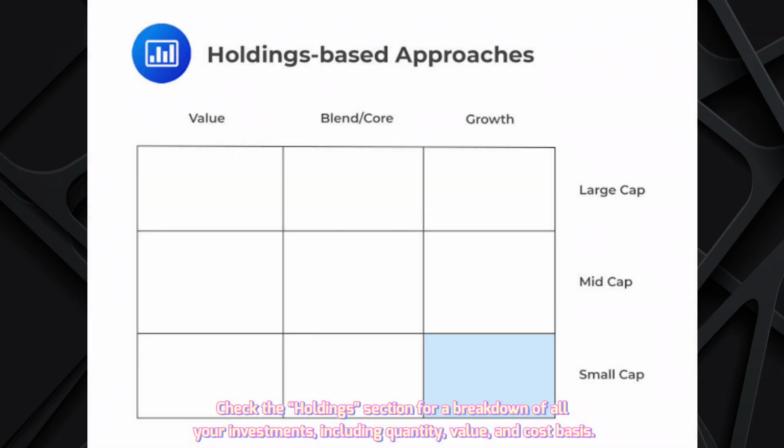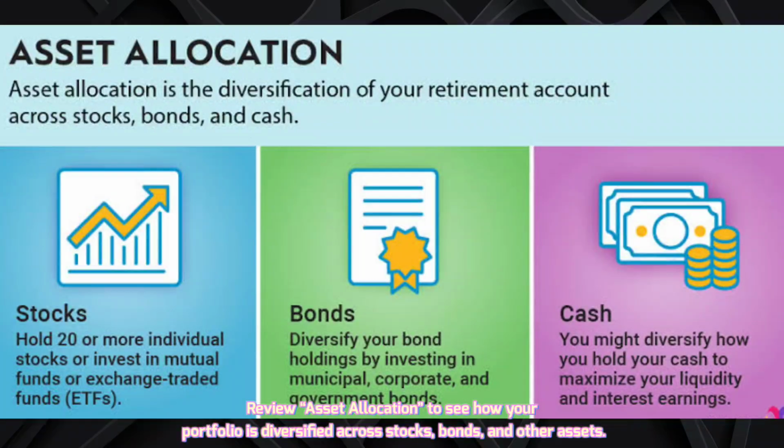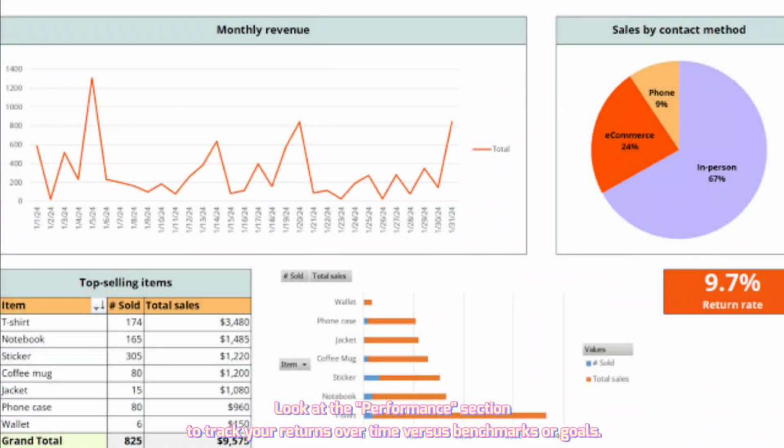Check the Holdings section for a breakdown of all your investments, including quantity, value, and cost basis. Review Asset Allocation to see how your portfolio is diversified across stocks, bonds, and other assets. Look at the Performance section to track your returns over time versus benchmarks or goals.